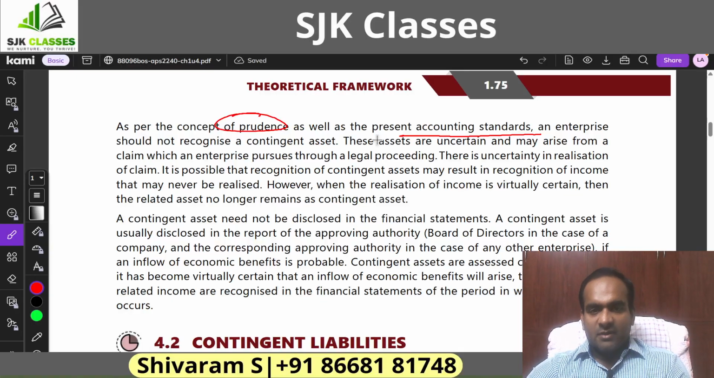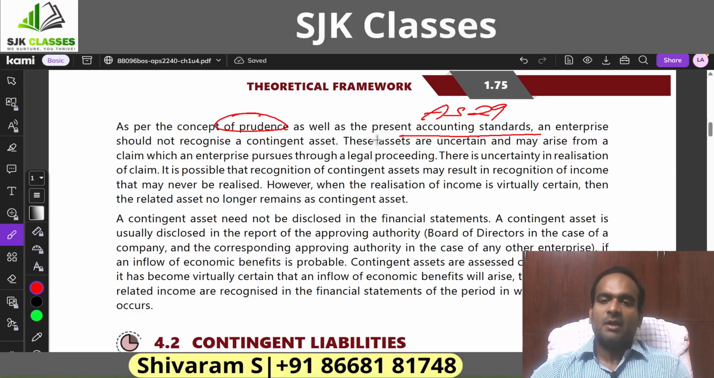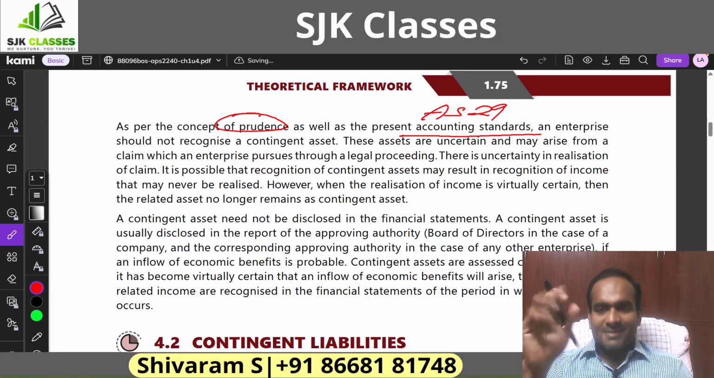Now, with regard to contingent asset, AS 29 talks about contingent asset. AS 29 as well as the prudence concept says that an enterprise should not recognize a contingent asset. This is a key point.